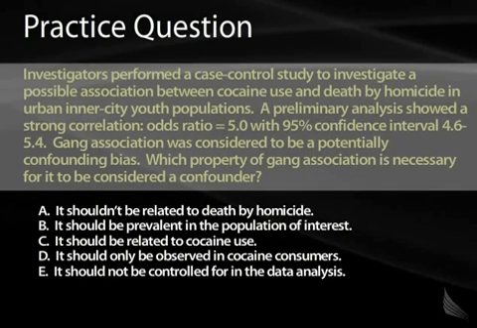Investigators performed a case control study to investigate the possible association between cocaine use and death by homicide in an urban inner-city youth population. A preliminary analysis showed a strong correlation with an odds ratio of 5.0 and a 95% confidence interval of 4.6 to 5.4. Gang association was considered to be a potentially confounding bias. Which property of gang association is necessary for it to be considered a confounder?